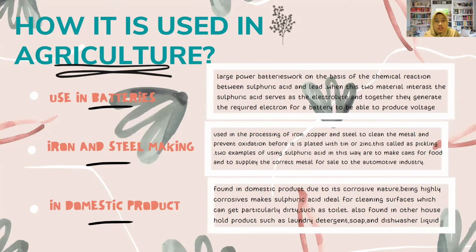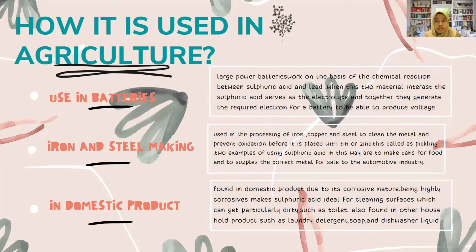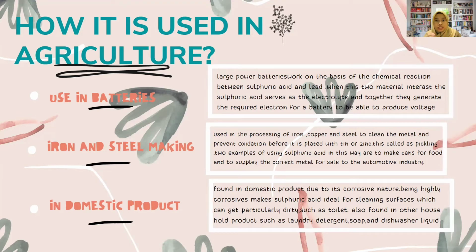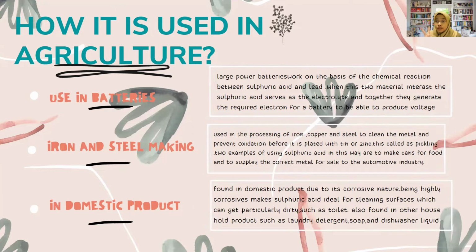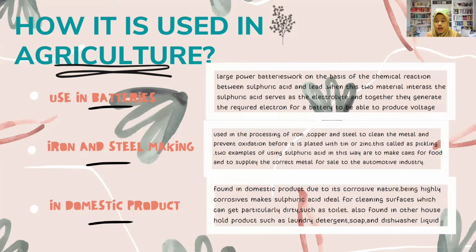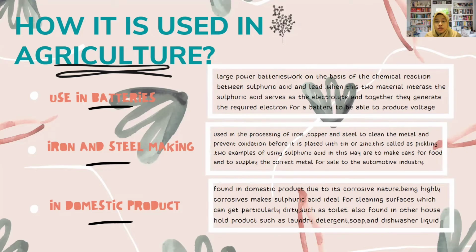Next, sulfuric acid was also used in iron and steel making. Sulfuric acid was used in the processing of iron, copper, and steel to clean the metal and prevent oxidation before it is plated with tin or zinc. This is called pickling. Two examples of using sulfuric acid in this way are to make kilns for foods and to supply the correct metal for the sale to the automotive industry.